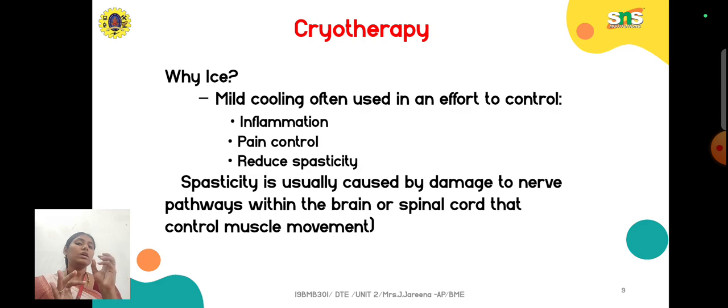Spasticity is caused by damage to the nerve pathways, mainly those of the brain or spinal cord that are involved in the control of muscle movement. So in order to reduce the spasticity, we reduce the sensation of pain. That is the reason we go with cryotherapy, that is, cold therapy. Because of the cold, it will freeze the sensation.